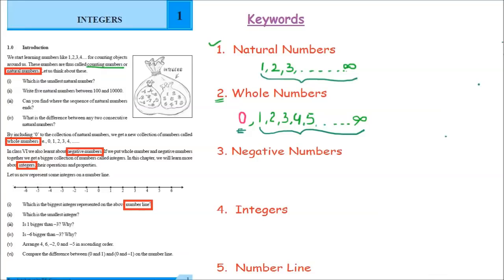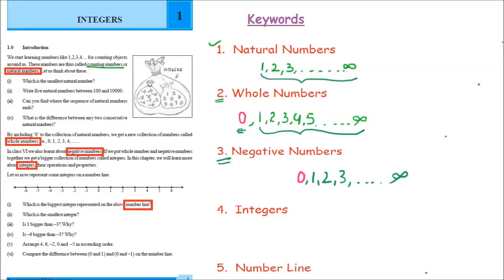All right. Now let's move further. What are negative numbers? As we see here, I'm going to write the whole number set again one more time: 0, 1, 2, 3, so on up to infinity.